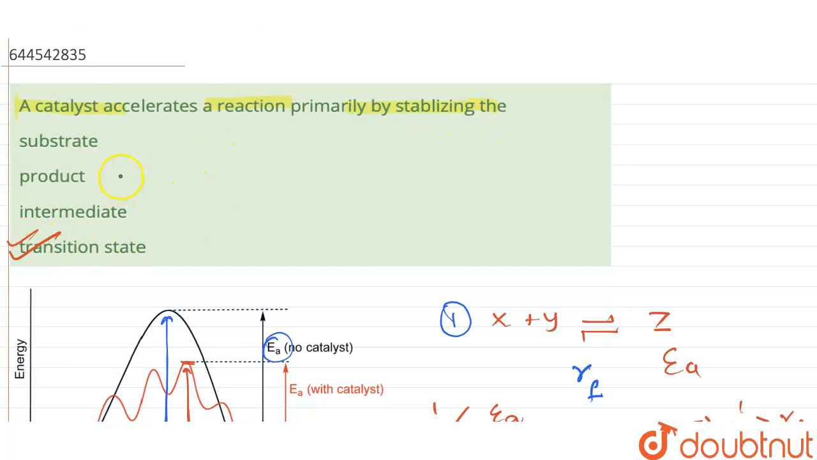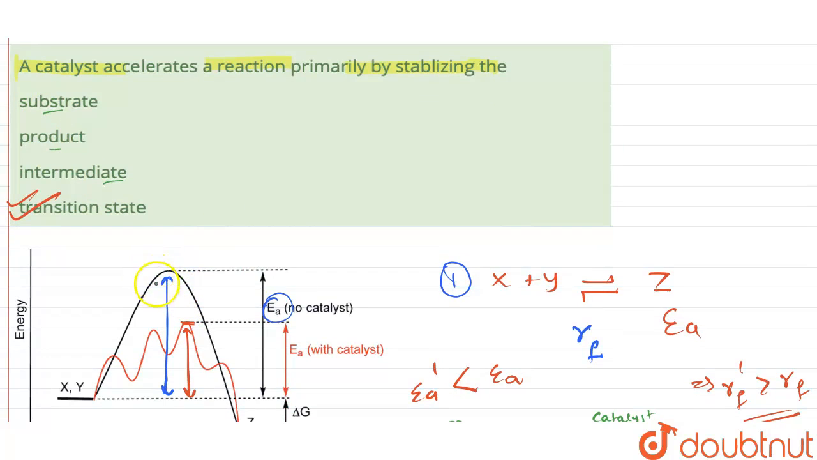Now, if you check the other options which are given to us, it is substrate, product, intermediate. So there is no formation of intermediate, and it is directly the transition state which is being formed. This is the transition state which is formed when there is no catalyst. And over here, this is the transition state formed with the catalyst present in the reaction. Now the transition state is formed and no intermediate is formed. Therefore, this option is ruled out.